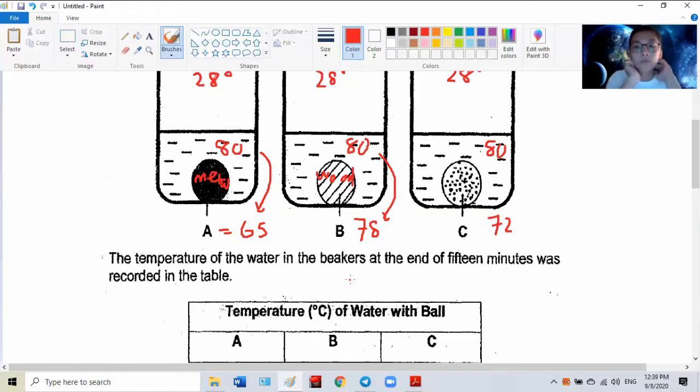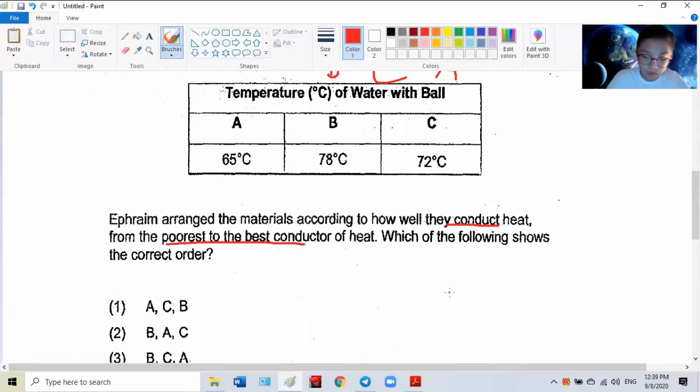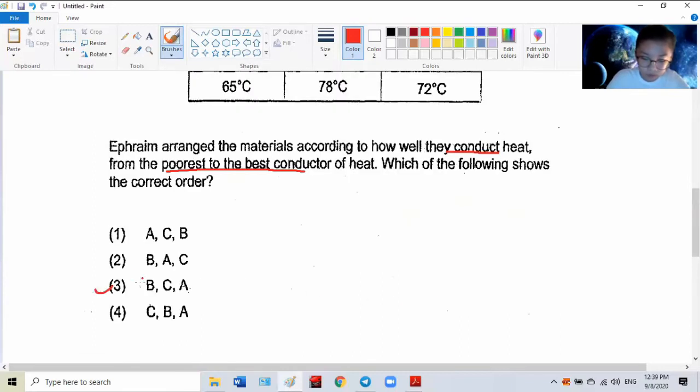So the lousiest is B. And the best conductor must be A, because it took a lot of heat from the hot water. So C is the middle one. So this is the answer: BCA. Understand? BCA is number 3. So easy.